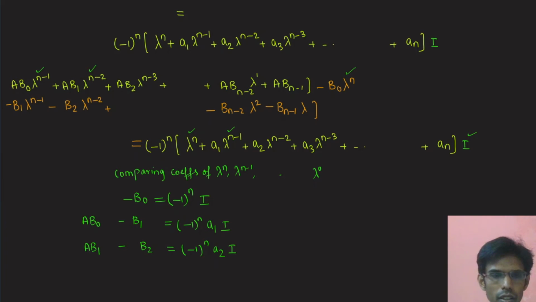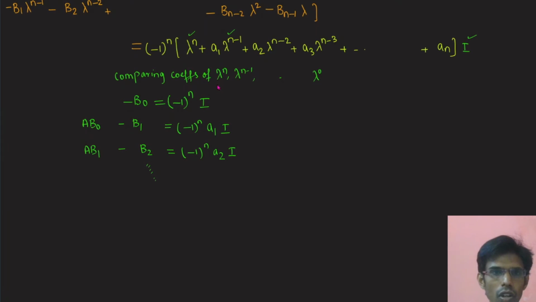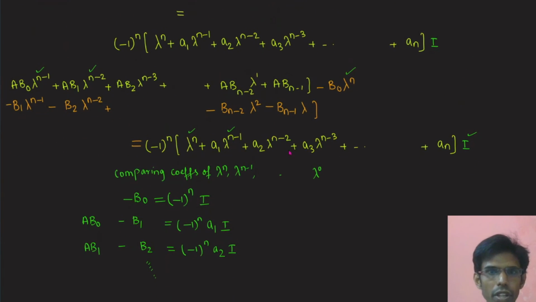Similarly, we'll get some more terms for this. At last we'll get the constant. What is the constant here? Constant will be without lambda. This side I have minus 1 power of n into an into I, and this side the constant will be A b(n minus 1). Here we have n minus 1.